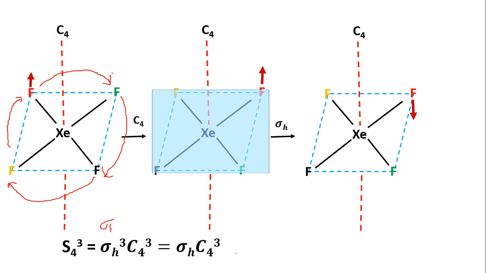This is sigma h cube into C4 cube. Sigma h square is E, so E sigma h C4 cube. E is doing nothing, and so you get sigma h C4 cube alone here. Now we already performed three operations on the S4, and now we will be going to the fourth operation over S4.